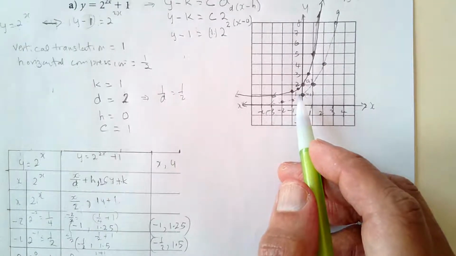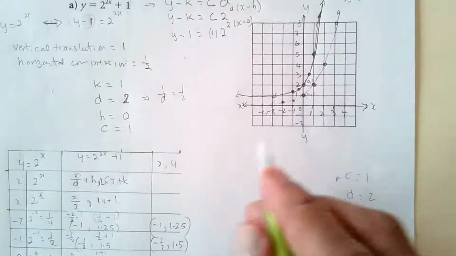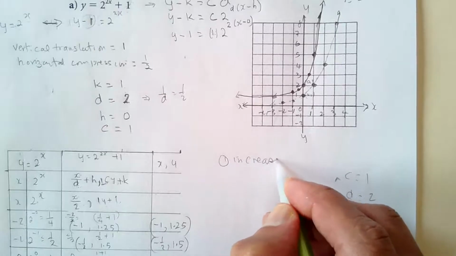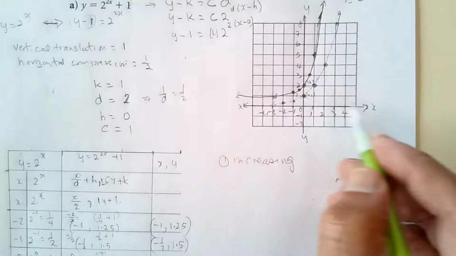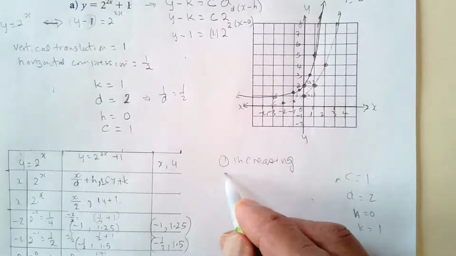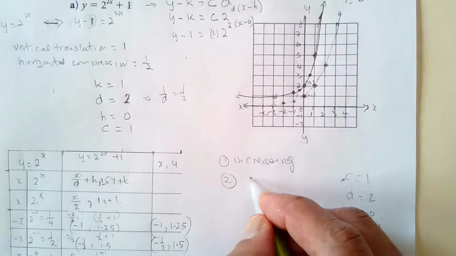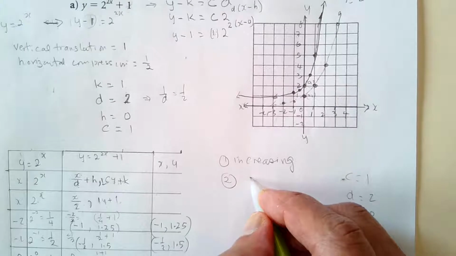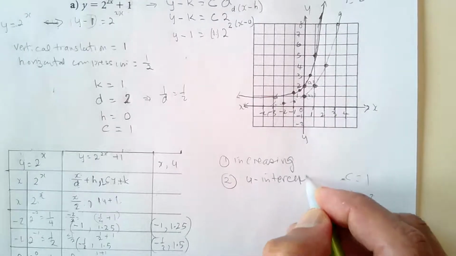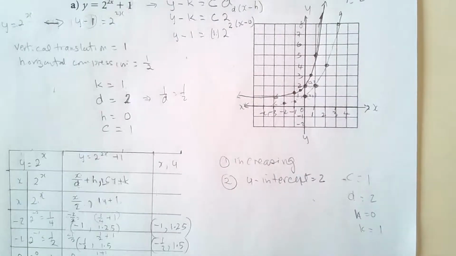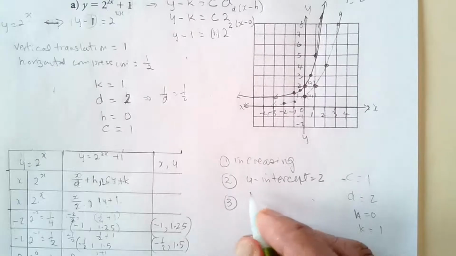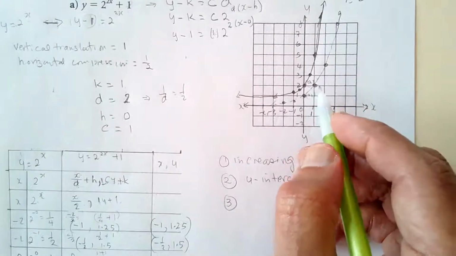So now, what do we find here? We know this function is increasing, because as x increases, y increases. The y-intercept equals 2. Domain and range will be the same, and what we have now is the horizontal asymptote.